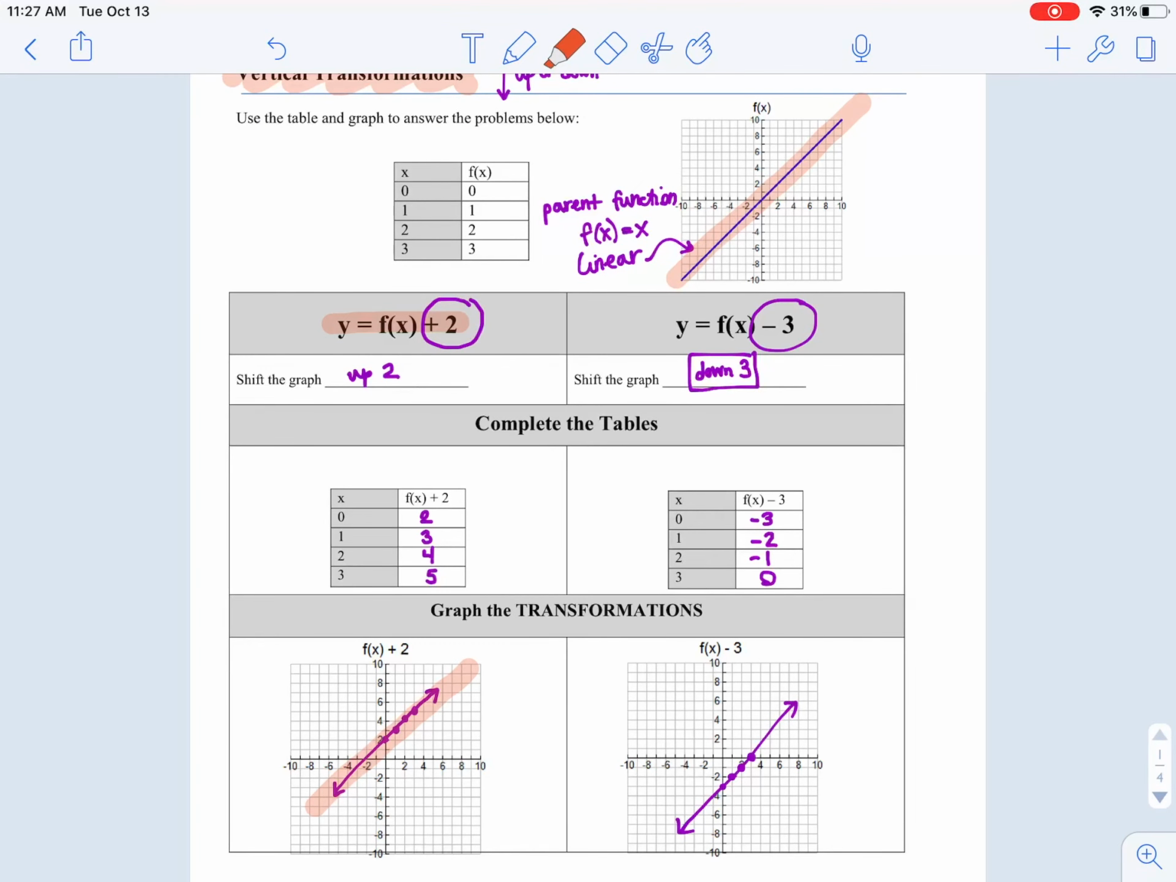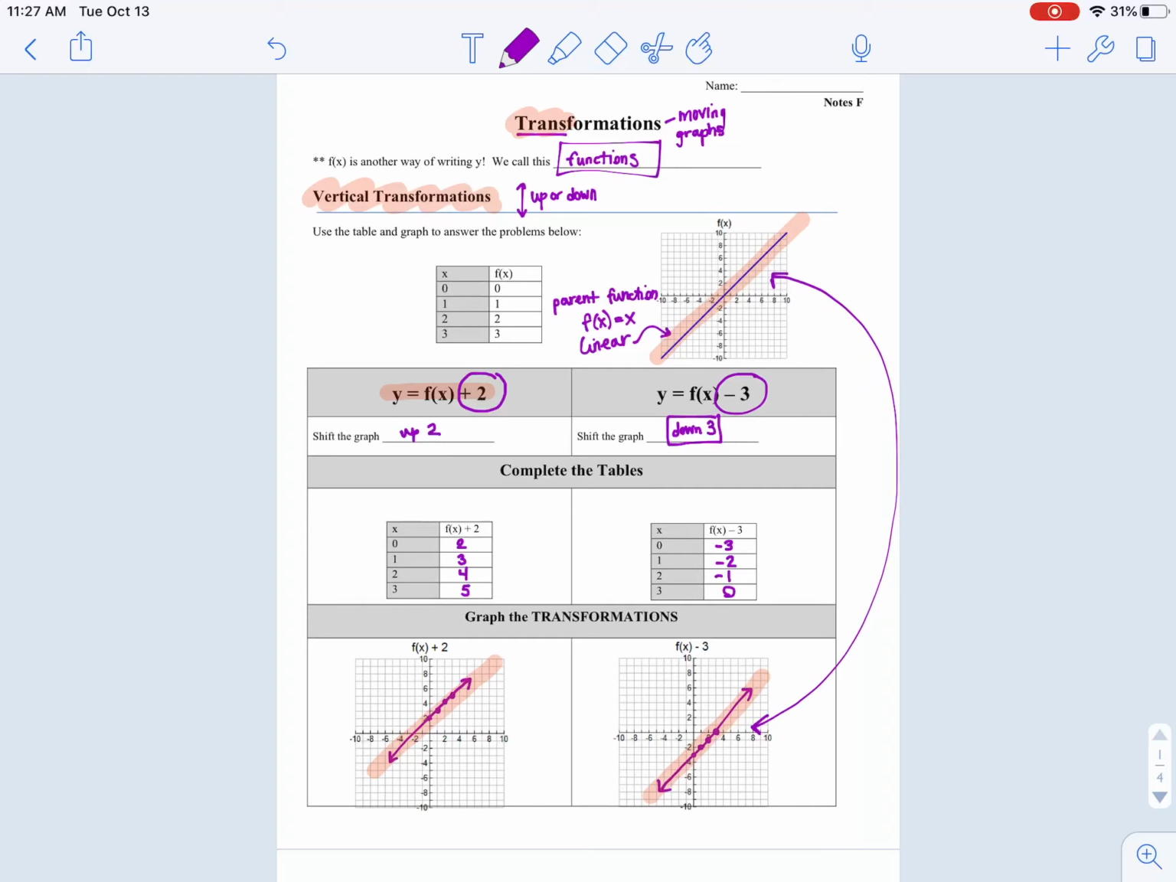So you can also now compare. You can see how your original graph way up in the top compares to your transformation graph. So we moved this graph down 3. So that is our vertical transformations. We know it's a vertical transformation because it's after the f of x.